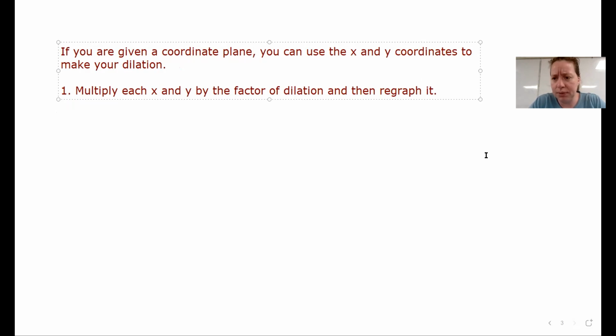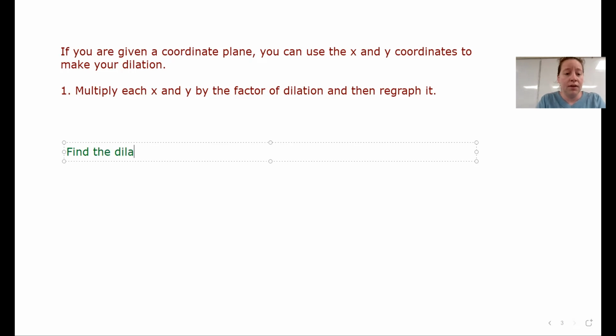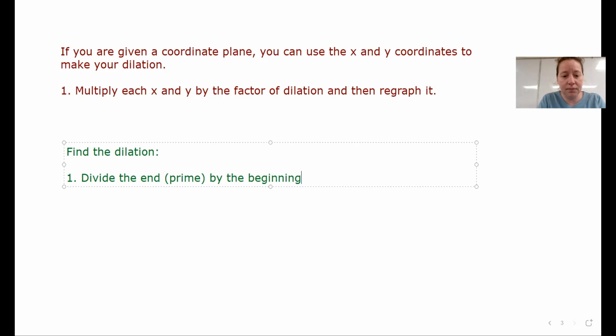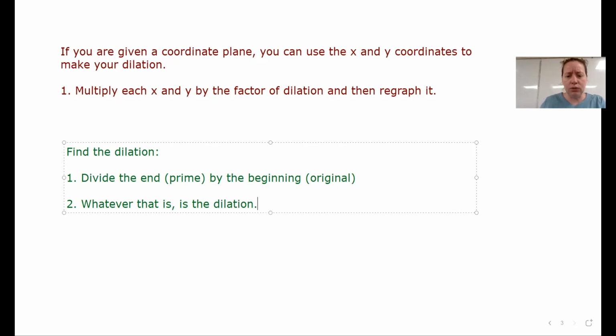I'll go over an example on the coordinate plane in just a second, but let me first write this up over here before we do that. We need to find the dilation for just a sec. So in order to find a dilation, you need to divide the end, that would be the prime, by the beginning. That would be the original. Whatever that is, is the dilation.